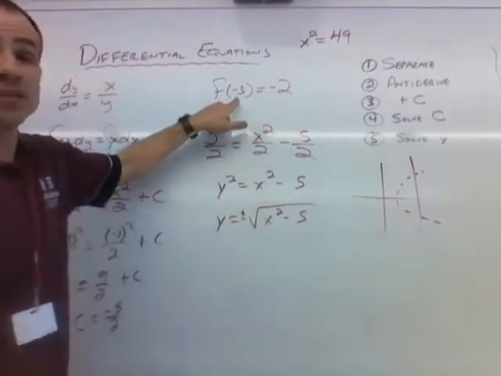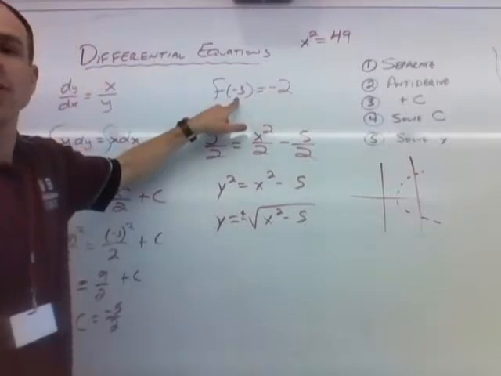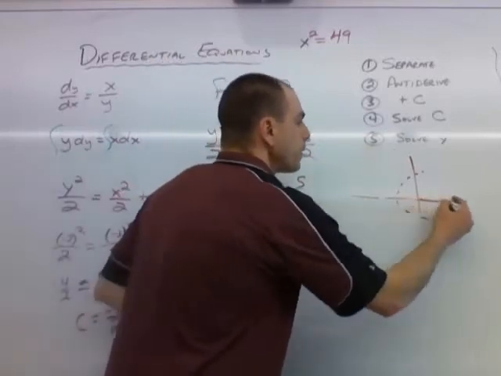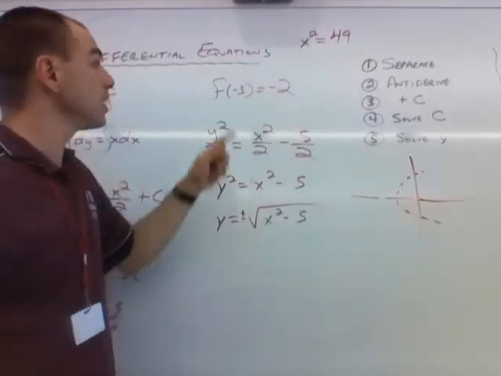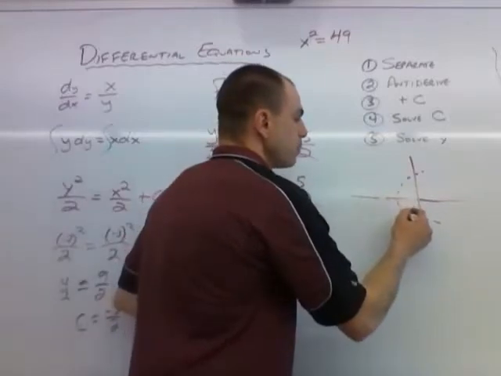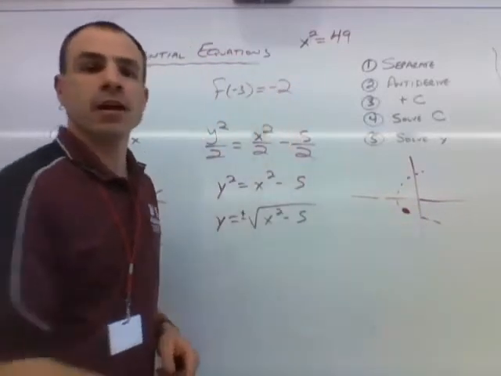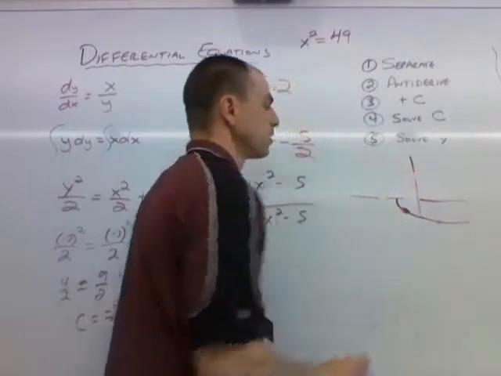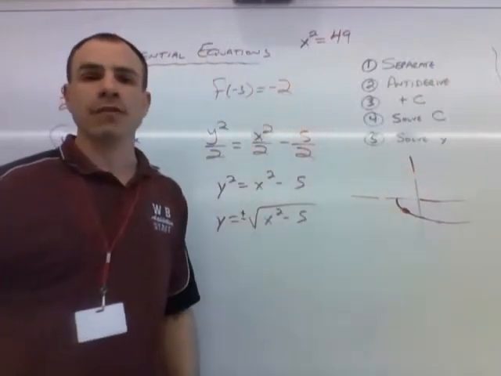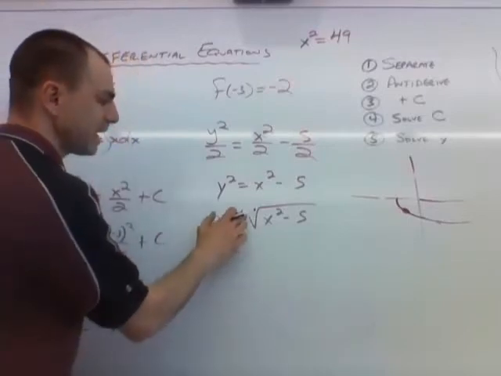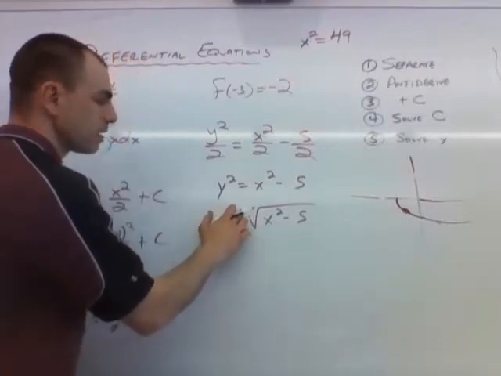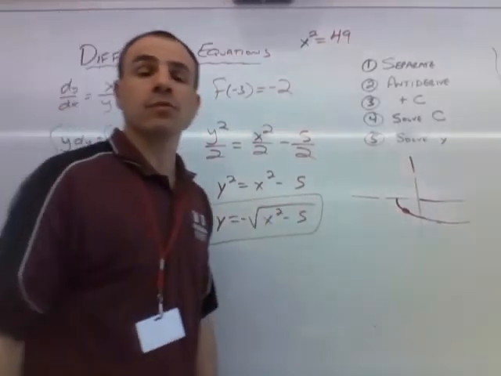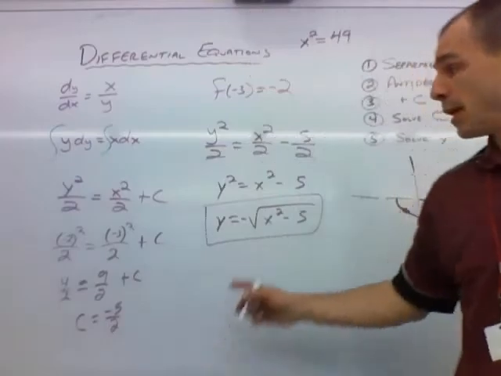The initial condition says that our function has to go through the point back 3 down 2. It's got to go through the point back 3 down 2. So if we go back 3 down 2, that's that point right there, which means that we want the bottom half of our differential equation. We don't want the top half at all. So in other words, we want the negative part. I'm going to erase the plus sign right here, and now I have my final answer. Y is equal to the opposite of the square root of the quantity x squared minus 5.